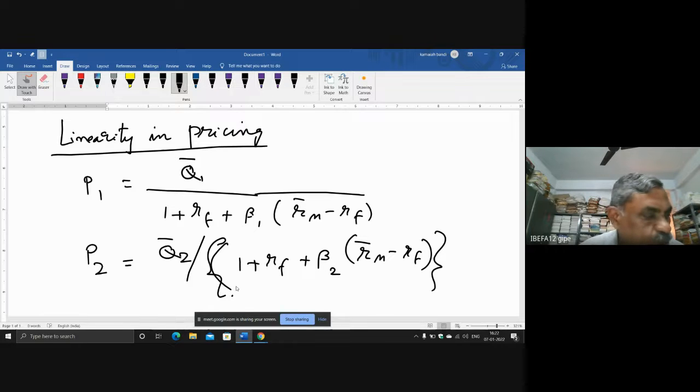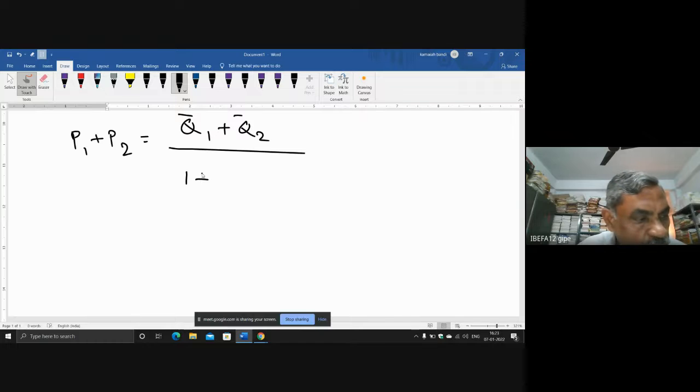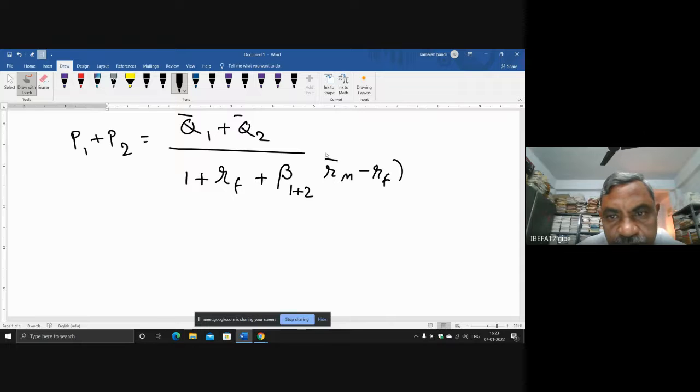Suppose now you add these two, P1 plus P2. Suppose you want to know, when you add up these two prices, how much you have to pay initially for two different assets. That will be Q bar 1 plus Q bar 2 upon 1 plus R_F plus beta of 1 plus 2, that is the combined risk, times (R_M minus R_F). So this formula facilitates this.